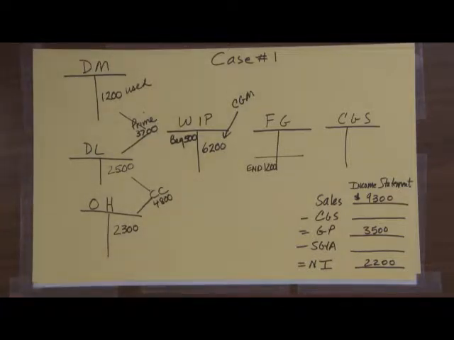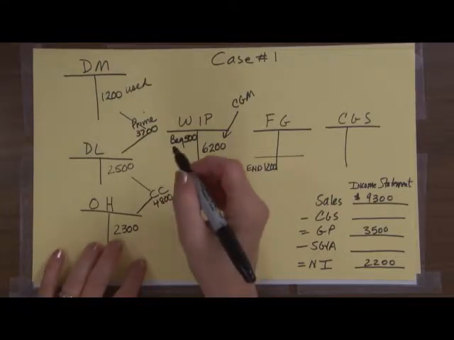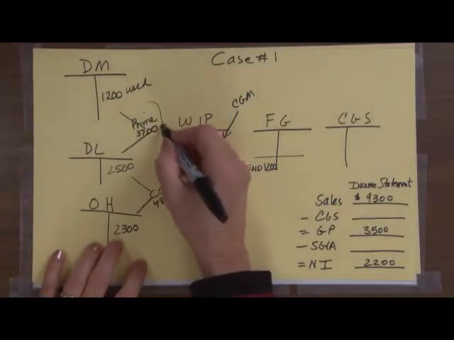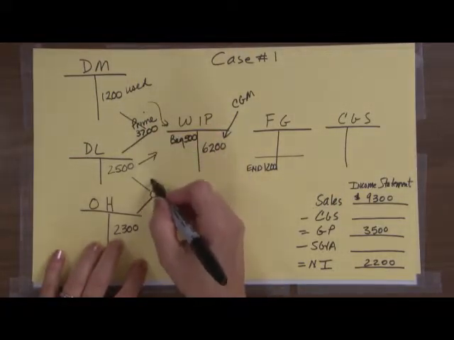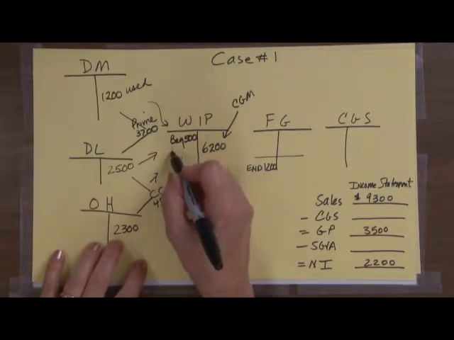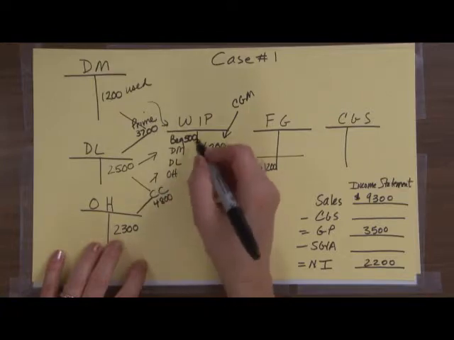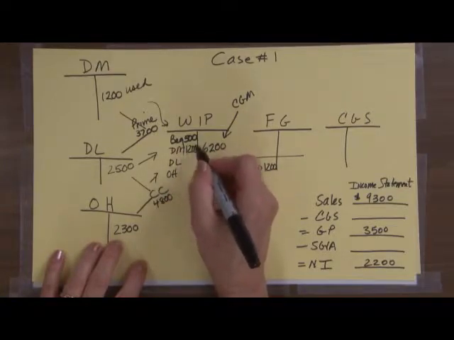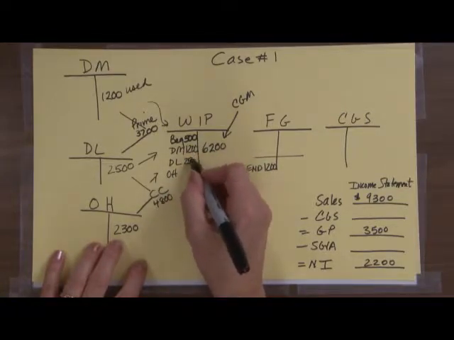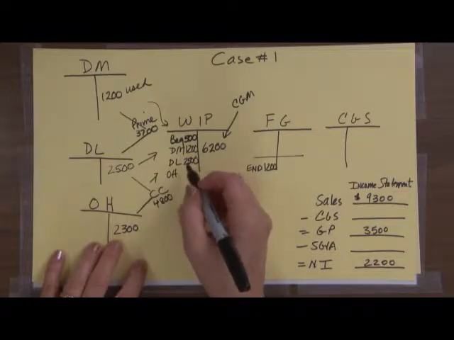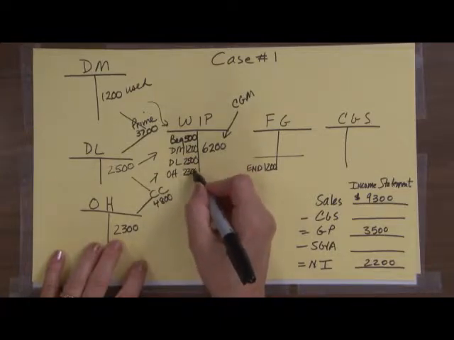So prime cost, material plus direct labor. Conversion cost, direct labor plus overhead. What we're going to see is that the material comes in, the labor comes in, the overhead comes in. So let's add the material, the labor, and the overhead. $1,200, $2,500 for labor, and overhead is $2,300.